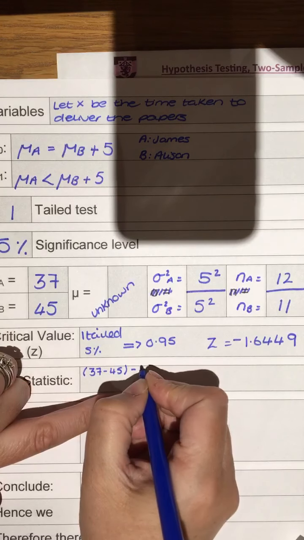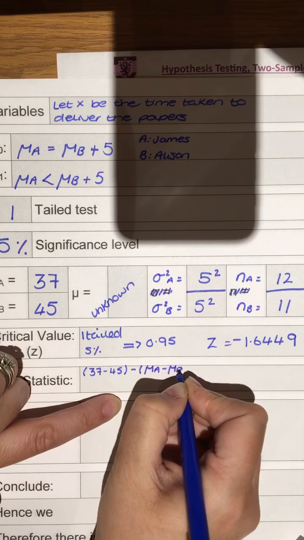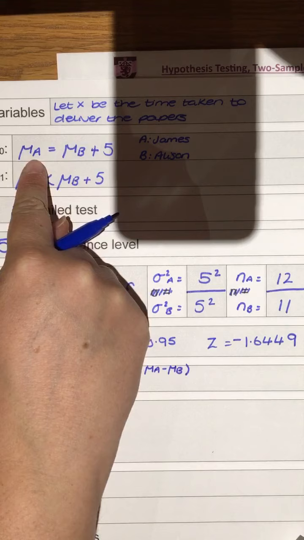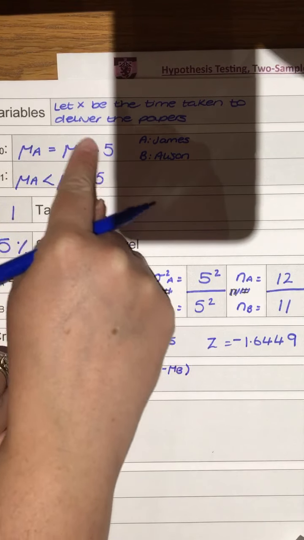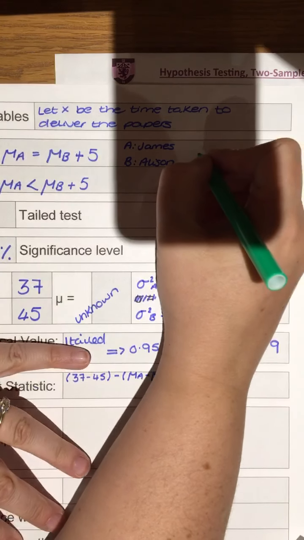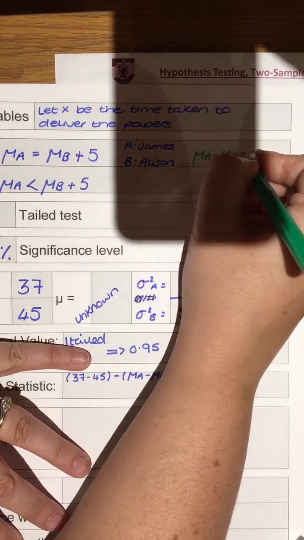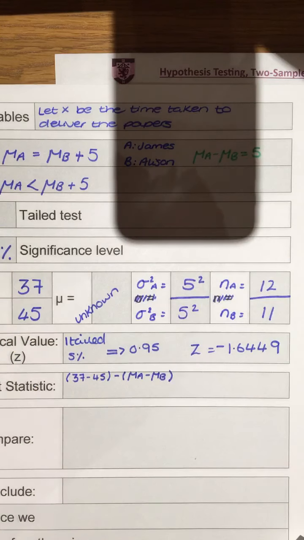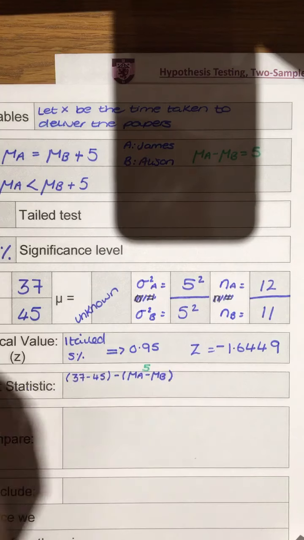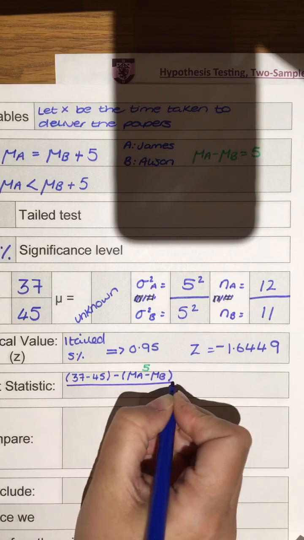So as I do mu A take away mu B, if I was to rearrange this equation here, and I will rearrange it in another colour so you can see that it's a slightly separate thing. If I was to rearrange that equation, then mu A take away mu B would be 5 rather than 0. So when I put this in the calculator, I now need a take away 5 on the top rather than 0. On the bottom of the fraction, I stay the same.